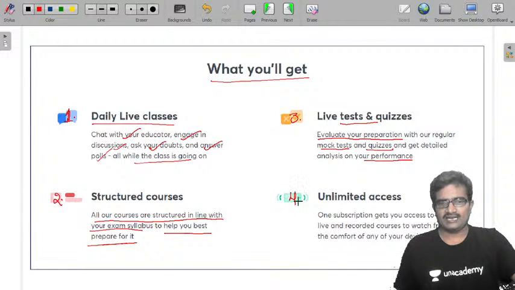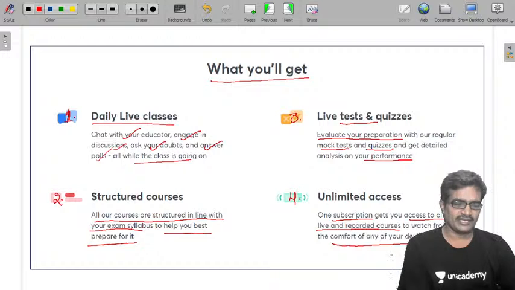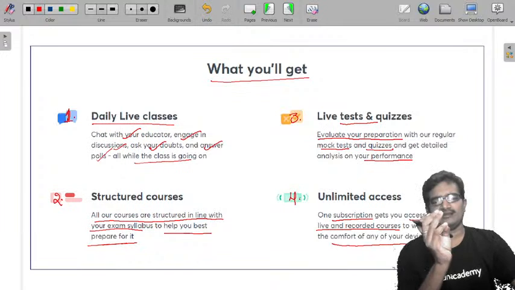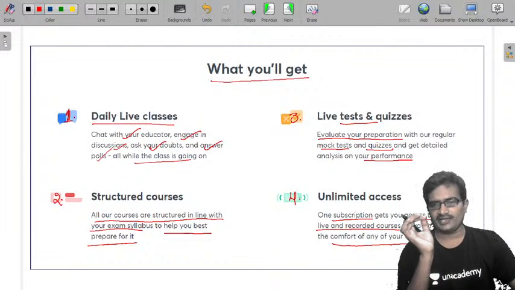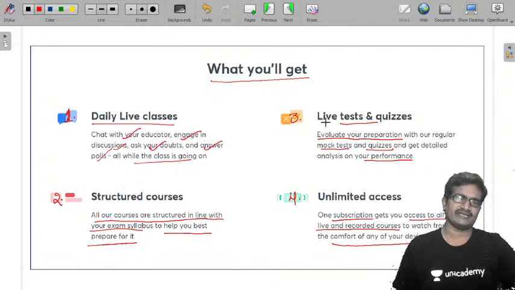Next, unlimited access. It means once you take a subscription, you can access all our live and recorded courses and watch from the comfort of any of your devices, either mobile, laptop, desktop, or tab. These are the benefits you are going to get by joining Unacademy.